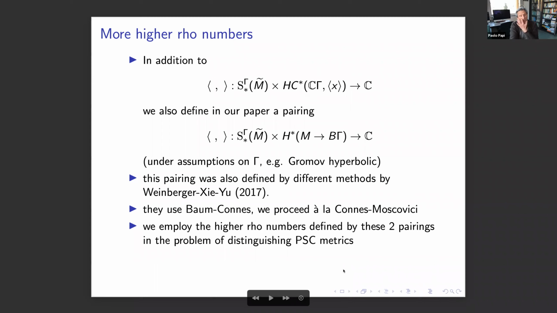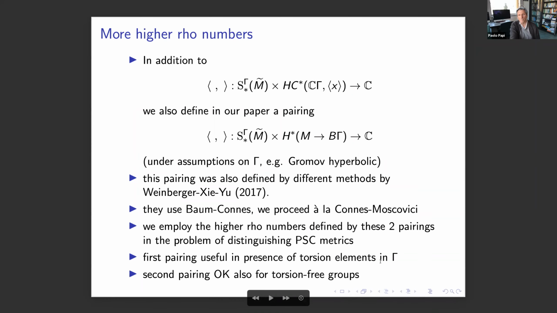So you can employ these two pairings to define higher rho numbers, for example, higher rho numbers associated to positive scalar curvature metrics. The first pairing is useful in the presence of torsion elements in gamma. So this pairing, the first line. The second pairing, you don't need torsion elements, so it also applies to torsion-free groups. So that's an interesting point.